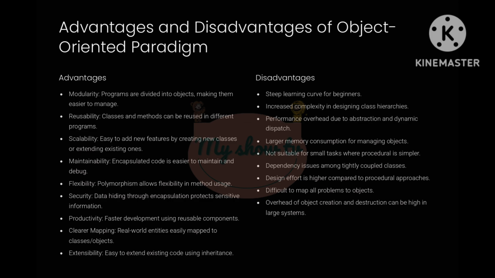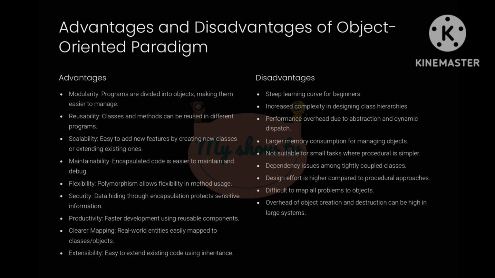Advantages. 1. Modularity. Objects act as independent modules, making large systems easier to manage. 2. Reusability. Classes can be reused across different projects, reducing development time. 3. Scalability. Easily add new features by extending classes without affecting existing code. 4. Maintainability. Encapsulated code is easier to update and debug when changes are required.